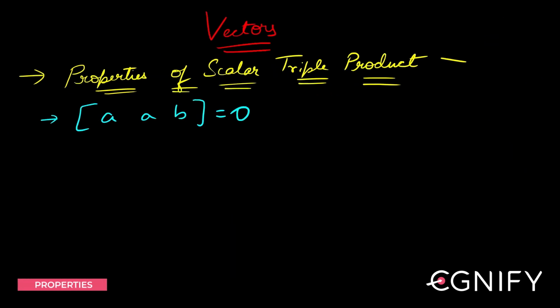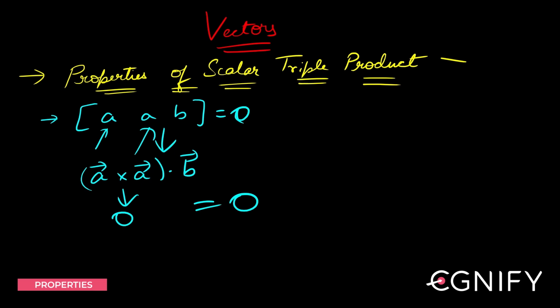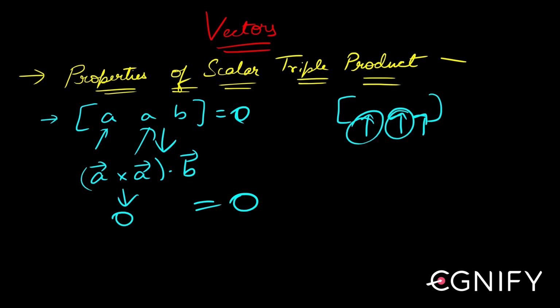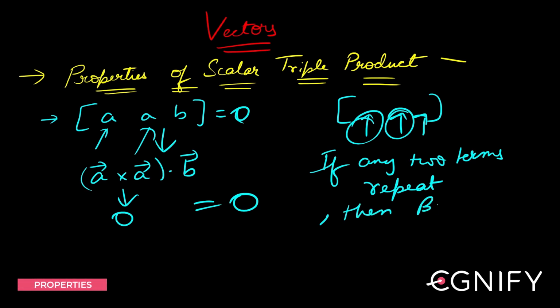This final property is extremely simple. It simply says that if a box product has two repeating terms, it will simply become 0. What is the reason? If you actually calculate A cross A dot B, when you expand this, you will get A cross A dot B. This A cross A term will be 0, so ultimately you will get 0. So in a box product, if you have three terms, and any two vectors repeat, then the box product becomes 0.